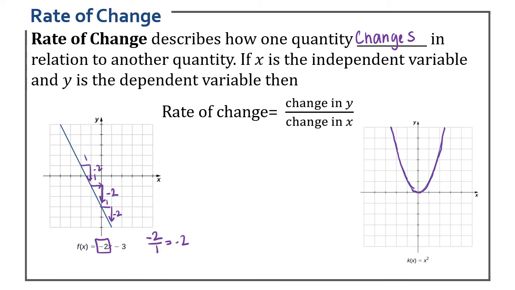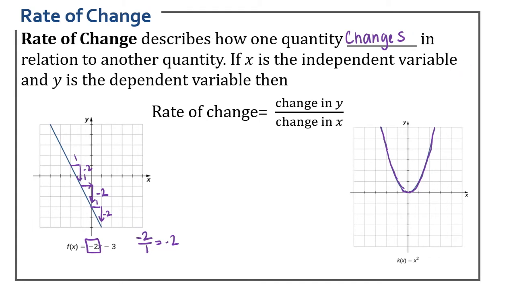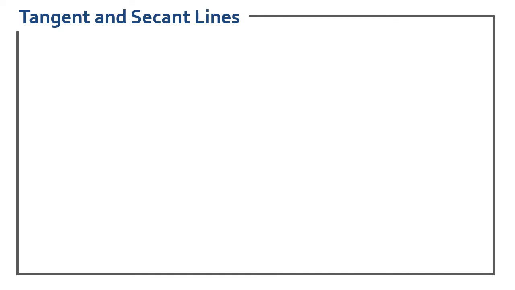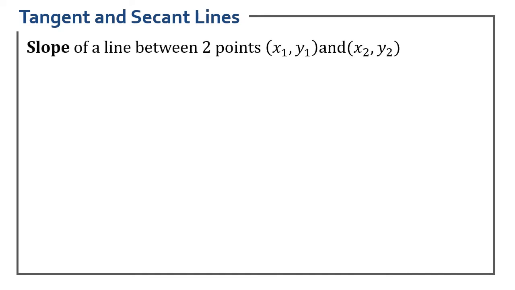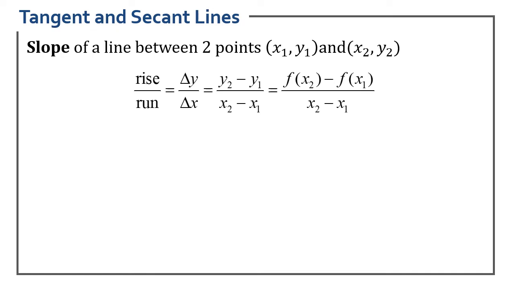So we quite naturally ask, how do we measure the rate of change of a nonlinear function? Before we delve into that, we need to have some definitions. So let's first recall the slope of a line. The slope of a line between 2 points, x sub 1, y sub 1, and x sub 2, y sub 2, can be defined as follows. The rise over the run, or the change in y over the change in x, so that's what this symbol delta means, is the change. Algebraically, y sub 2 minus y sub 1 over x sub 2 minus x sub 1, or we could rewrite that as the function evaluated at x sub 2 minus the function evaluated at x sub 1 all over x sub 2 minus x sub 1.